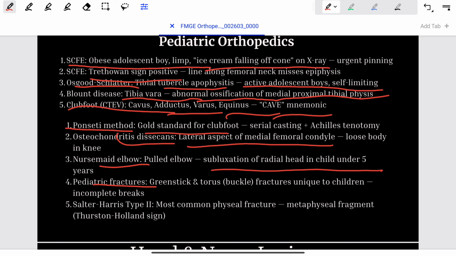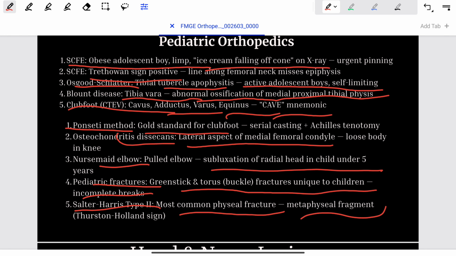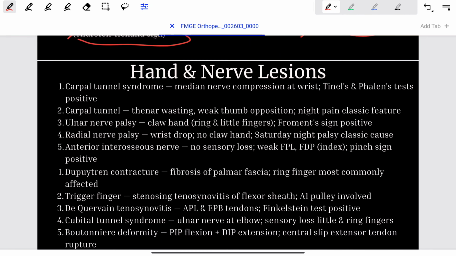Pediatric fractures: greenstick and torus fractures are incomplete fractures unique to children. Salter-Harris type 2 is the most common physeal fracture, associated with the Thurston Holland sign. Next, hand and nerve lesions.